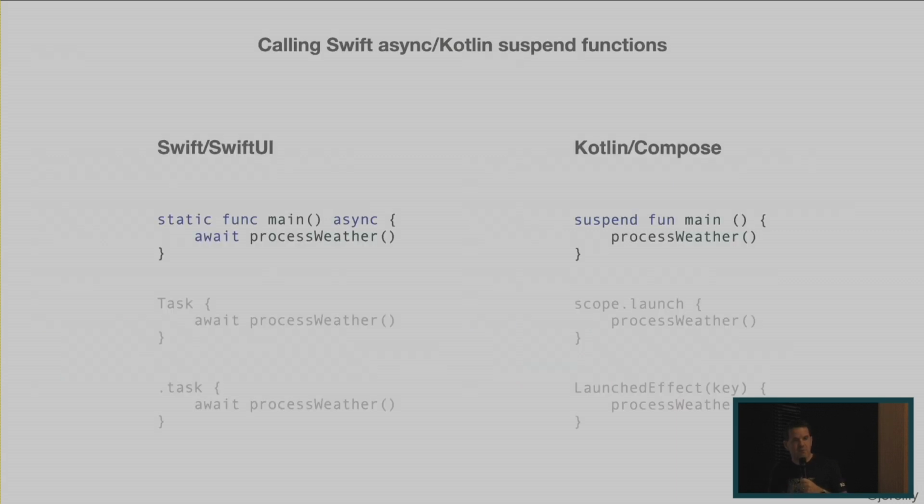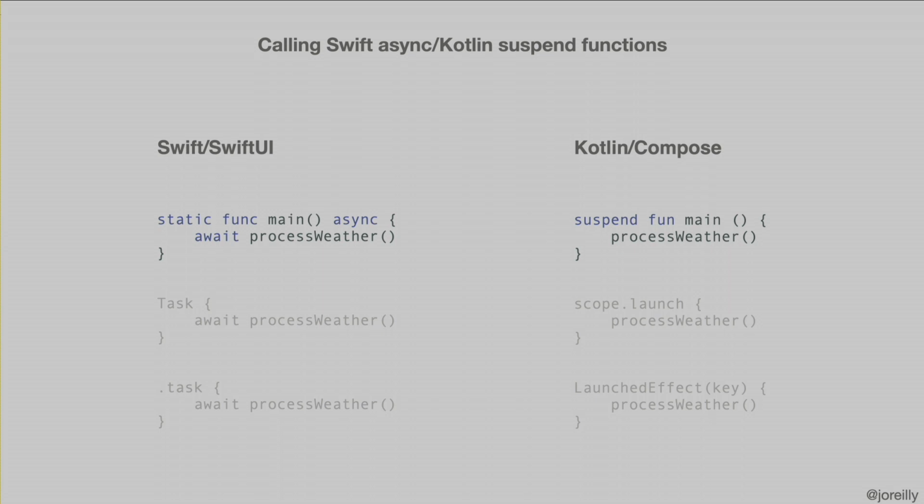Looking then at some examples of how we can invoke async code like this, again using Paul's examples as a basis. It can be invoked from a main function as shown here, marked again as async in Swift and suspend in Kotlin. We can also create a task in Swift, and similarly in Kotlin create a coroutine from which it can be invoked.